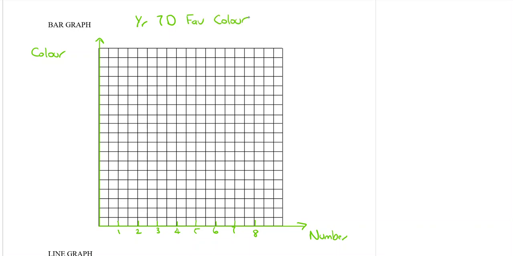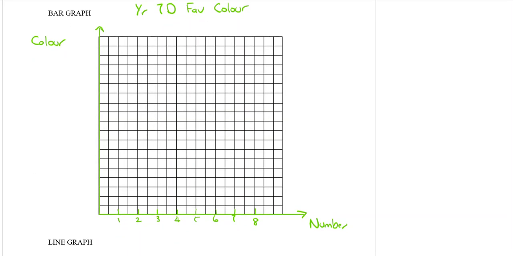Okay, the spacing: leave a gap, 2 spaces for the column. Leave a gap, 2 spaces for the column. Leave a gap, 2 spaces, and so on down the axis. And list off the colours.